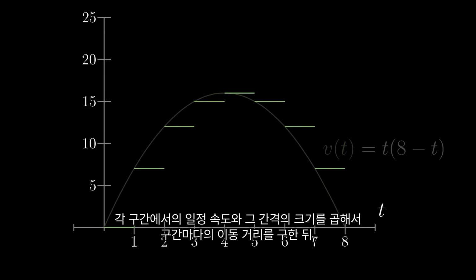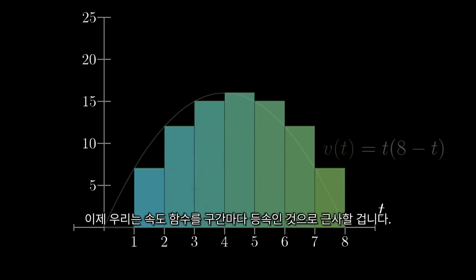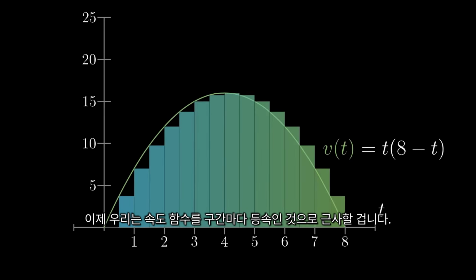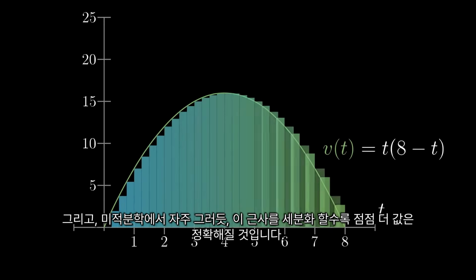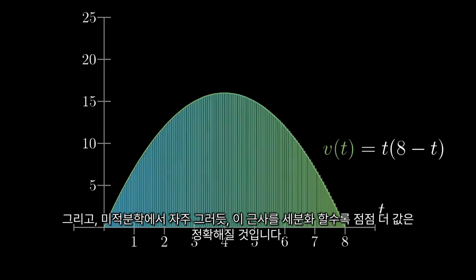You could just compute the distance traveled on each interval by multiplying the constant velocity on that interval by the change in time, and then just add all of those up. So what we're going to do is approximate the velocity function as if it was constant on a bunch of intervals. And then, as is common in calculus, we'll see how refining that approximation leads us to something more precise.